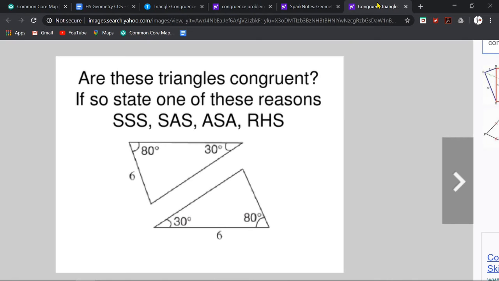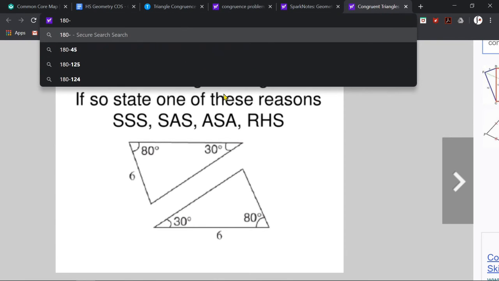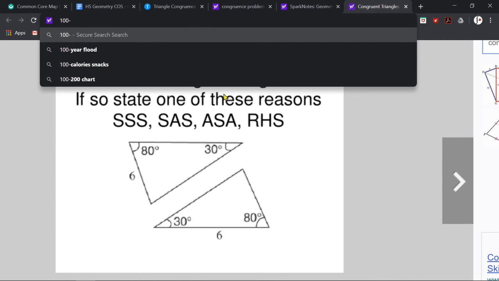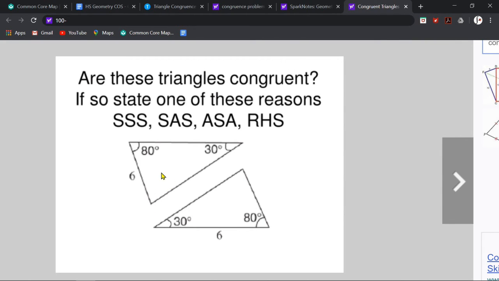So let's move on. Are these two triangles congruent? If so, state one of these reasons. To prove that these two triangles are congruent, you'd have to know what this angle is. So let's do 180 minus 80 minus 30. So 100 minus 30, that is 70. So we know that this angle, where my cursor is, is 70. But you can't prove that they're congruent with angle, side, angle, because this angle is 70, not 30. And this angle would be 70, but you can't prove that these two triangles are congruent.